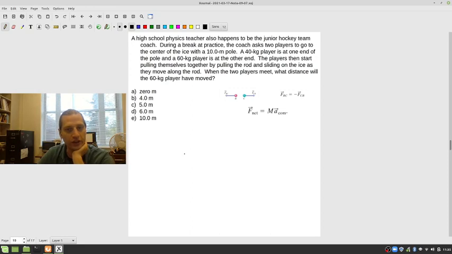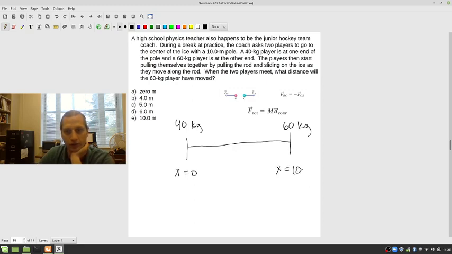A 40-kilogram player is at one end of the pole. Let's put that at x equals 0. And a 60-kilogram player is at the other end. So there's your 60-kilogram player, and that one is at x equals 10 meters.